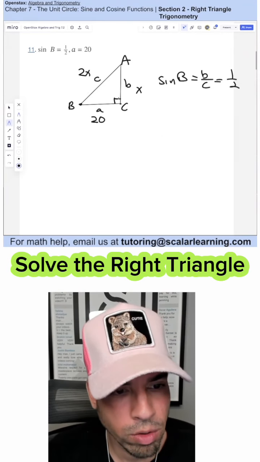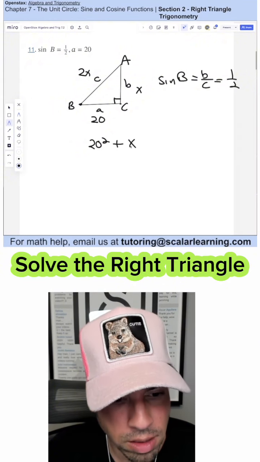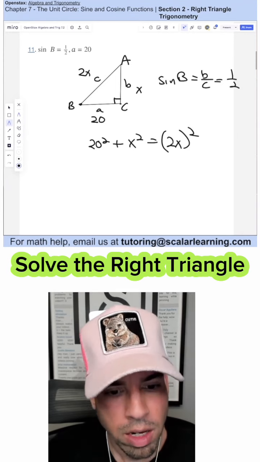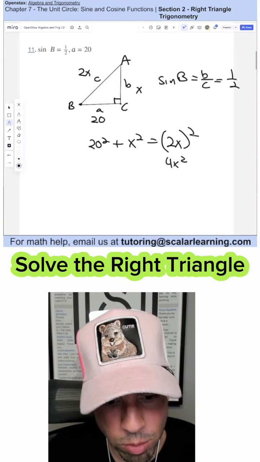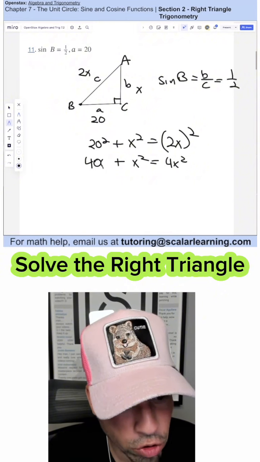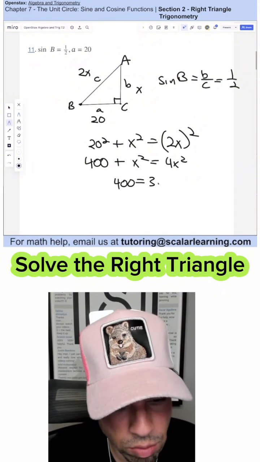So now using Pythagorean's theorem, I can say A, which is 20 squared, plus B, which I'll call X, is X squared, equals C squared, which is 2X squared. And then 2X squared is 4X squared, right? I'm squaring both. So 4X squared equals X squared plus 20 squared, which is 400. Now I'm going to subtract X squared from both sides. I get 400 equals 3X squared.